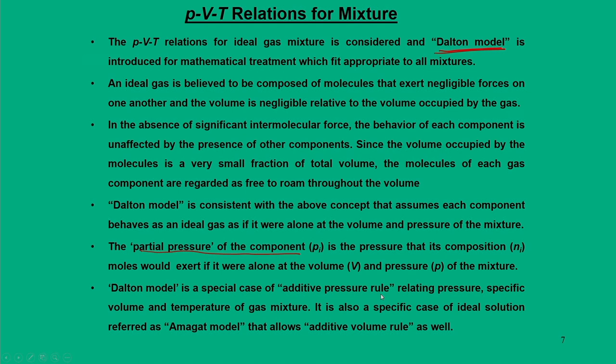Now, when we framed the additive pressure rule in the previous slides, the main concentration was on multi-component systems, whereas Dalton's model is only for the ideal gas scenario. As a result, Dalton's model is a special case of the additive pressure rule relating pressure, specific volume and temperature of the gas mixture, and is also a specific case for an ideal solution. The ideal solution is referred to as the Amagat model. Amagat model means it allows the additive volume rule.